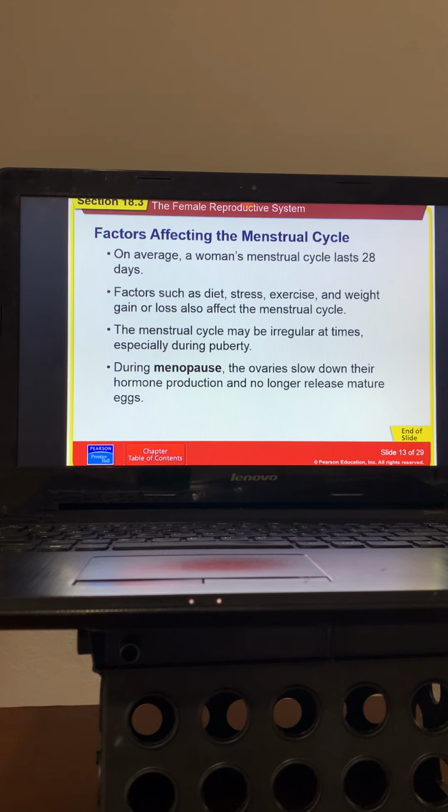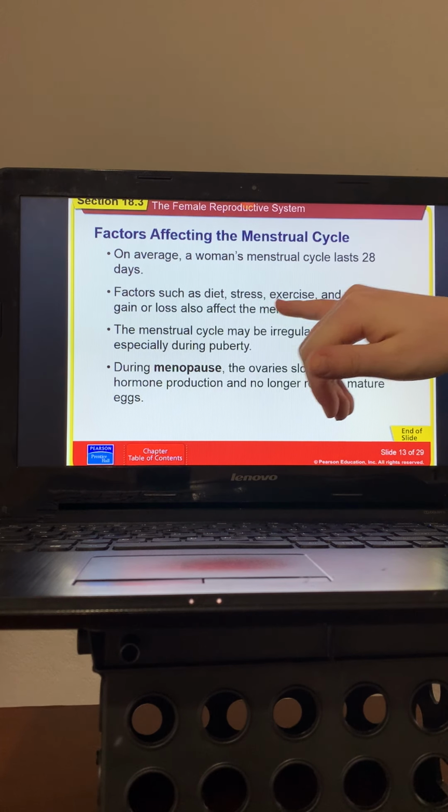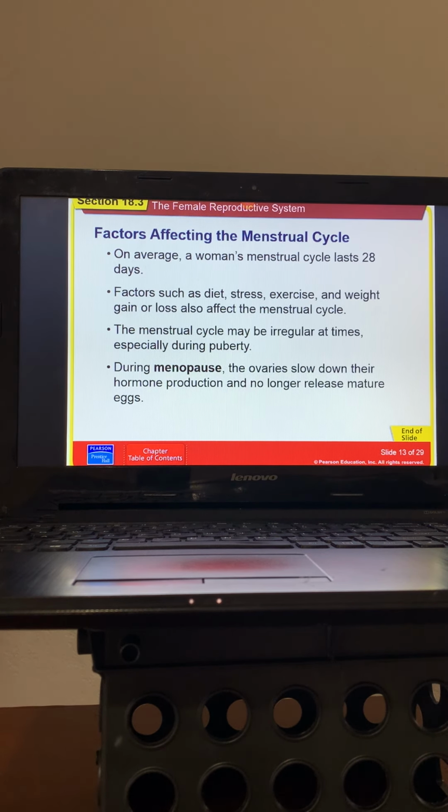There are things that can impact her menstrual cycle, such as her diet, stress, exercise, weight loss, or weight gain. And like I said, it can be irregular at times, especially during puberty when your body's getting used to starting that cycle, and that's okay.